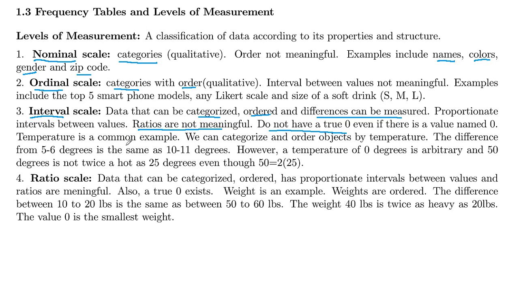We could categorize or order objects by their temperature. Differences in degrees, for example, from 5 to 6 degrees is the same as from 10 to 11 degrees. So that 1 degree of difference makes sense here. Whereas up here, the difference from medium to large is not necessarily the same as the difference from small to medium. So those differences don't make sense.